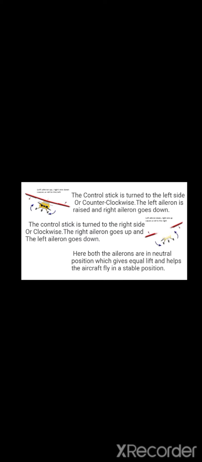In this case, the pilot is turning his control stick to the right, where the right aileron is raised, which reduces the lift on that wing, and the left aileron is lowered, which increases the lift. Thus, moving the control stick right causes the right wing to drop and the left wing to rise. This causes the aircraft to roll to the right. When the ailerons are neutrally positioned, it gives an equal lift to the aircraft, which helps the aircraft fly in a stable position. Now let us move on to the topic elevators.